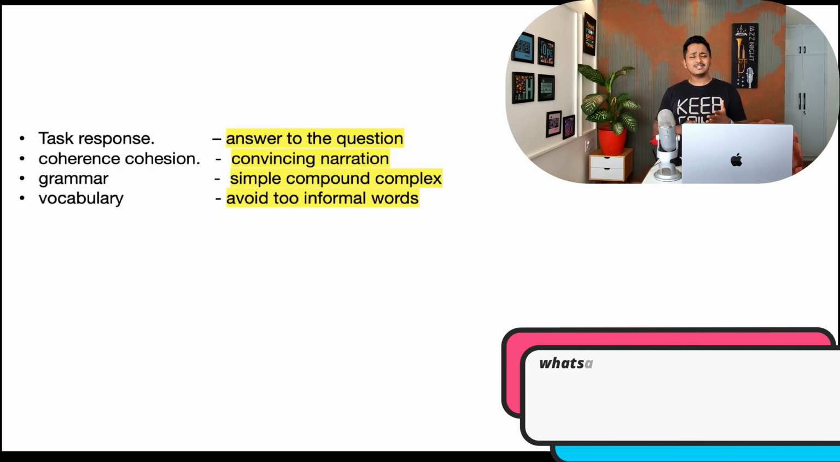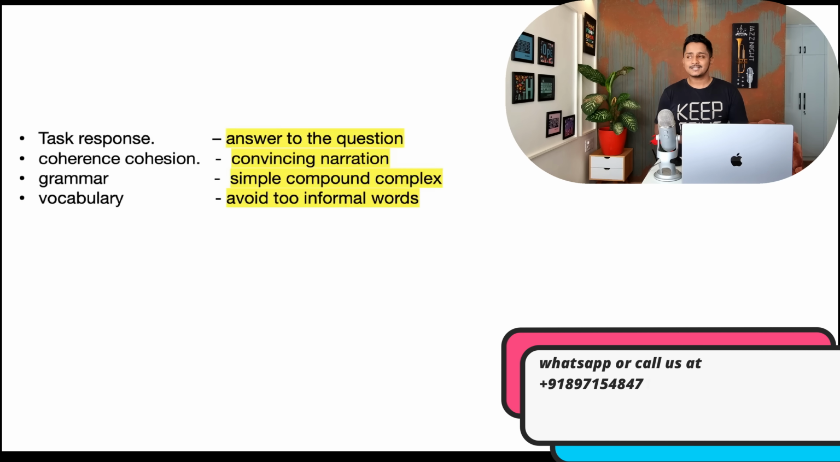So what is coherence and cohesion? It's a convincing narration, like a screenplay in a movie. Some movies you don't like, some movies you don't connect to, but some movies, that's the screenplay. That's an art.